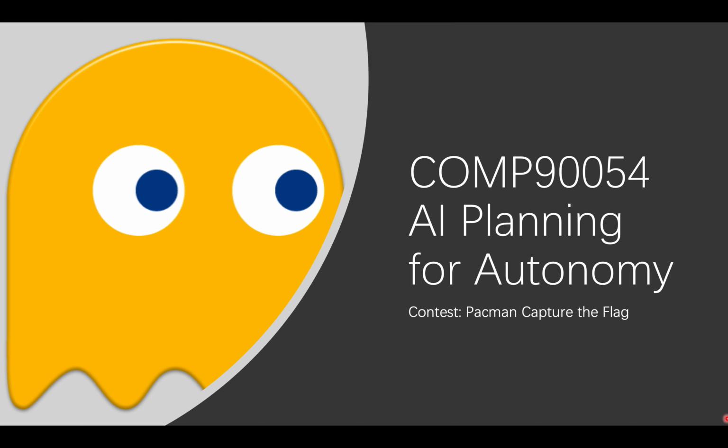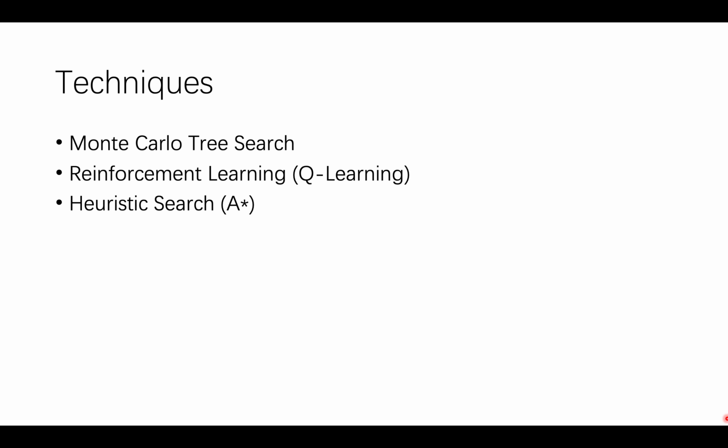We're Team Daybreak. Now let me show you how we worked out the solution to the project, Pacman Capture the Flag. Our team used 3 advanced search techniques to achieve our goal. They are Monte Carlo Tree Search, which we call the MCTS technique, Q-learning, and A-star search. We try our best to eat as much food as possible in the enemy's territory and defend our own food.